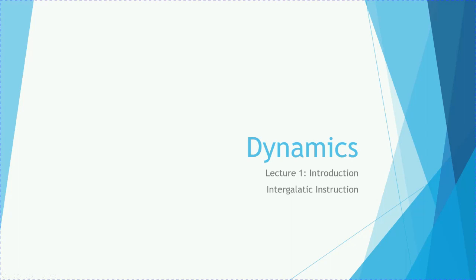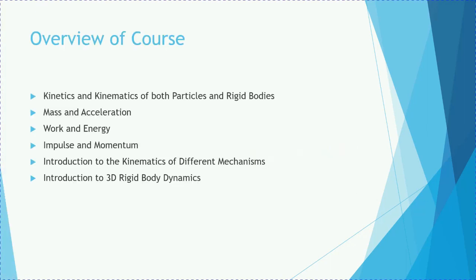This is the first lecture for Dynamics, Engineering Dynamics Mechanics. I'm going to do a quick overview of the course here. We've got kinetics and kinematics of both particles and rigid bodies. We'll explain the difference between those two. Mass and acceleration, work and energy, impulse and momentum, introduction to the kinetics of different mechanisms, such as a piston in a cylinder is a good example. We're also going to talk about 3D rigid body dynamics at the end of the course.